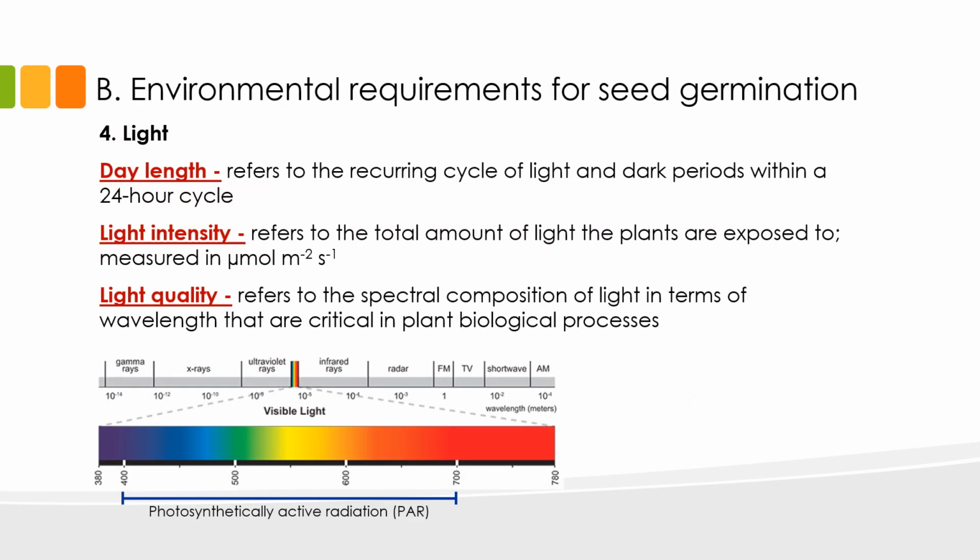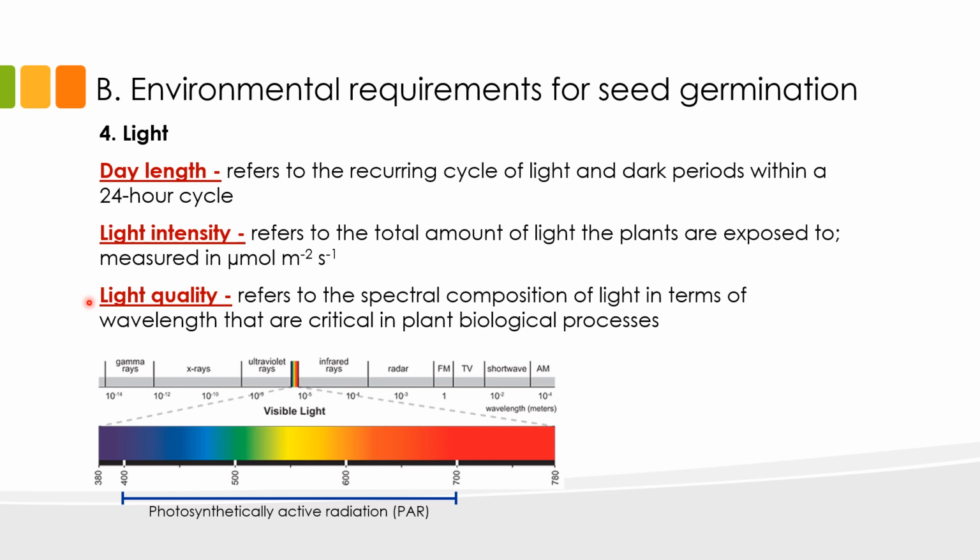From temperature, let's move on to light. From our previous lessons, you already know that light has several properties, including duration or length, intensity, and quality. Day length refers to the recurring cycle of light and dark periods within a 24-hour cycle. Light intensity refers to the total amount of light that the plants are exposed to. This light property can be measured in micromoles per square meter per second. Then we have light quality.